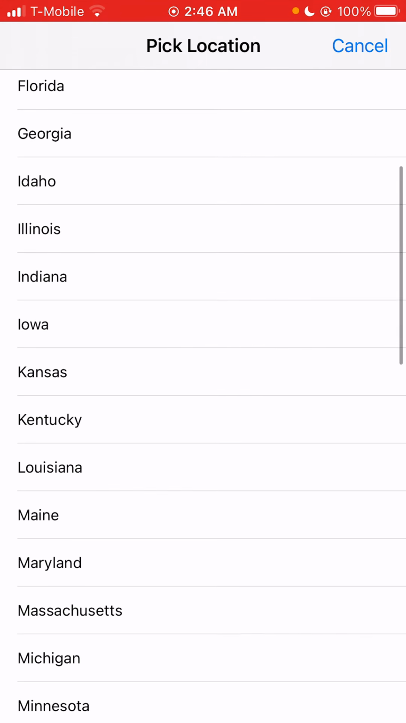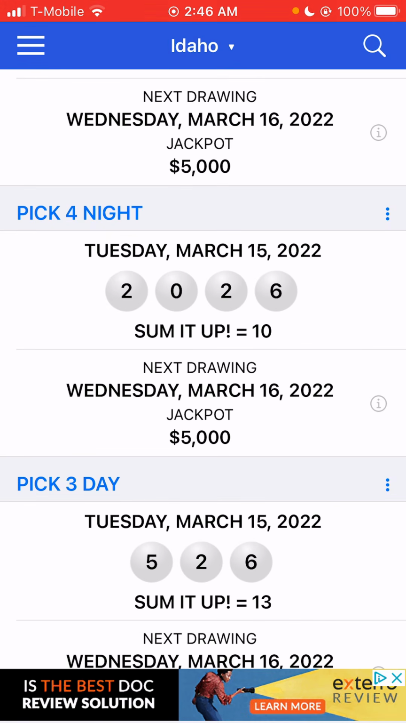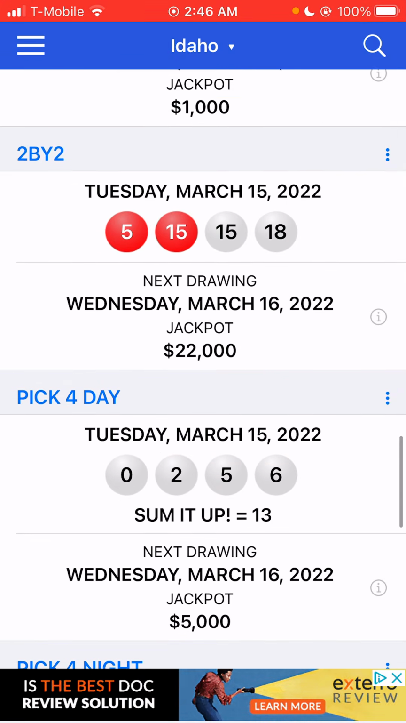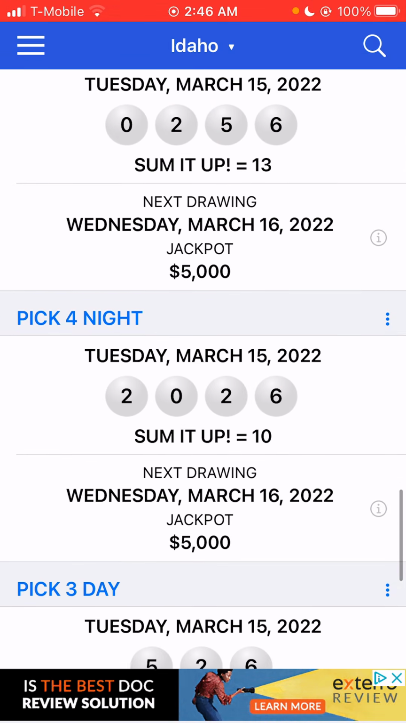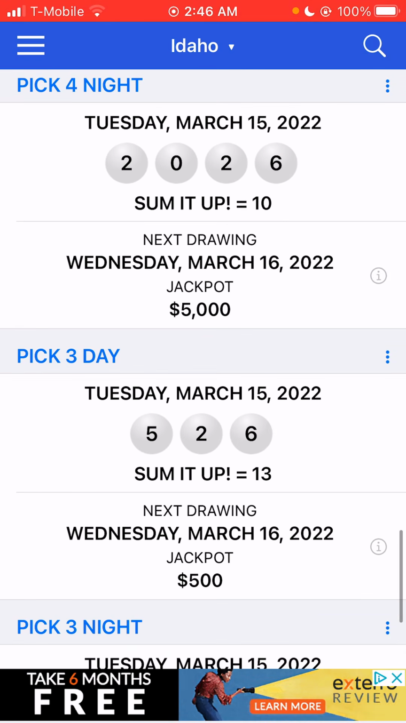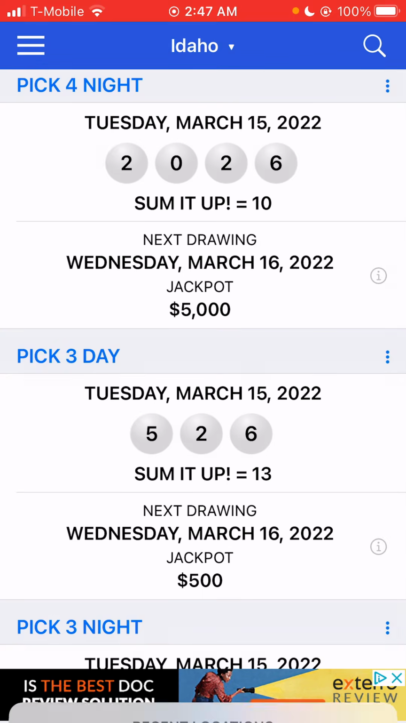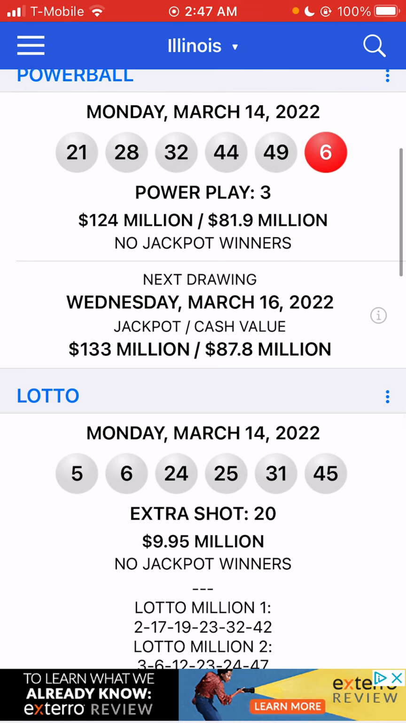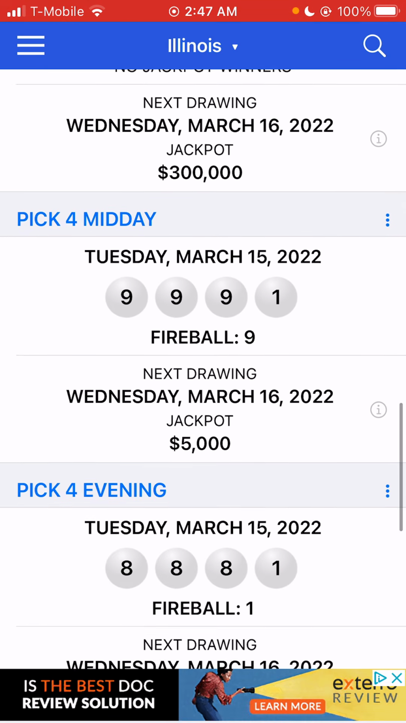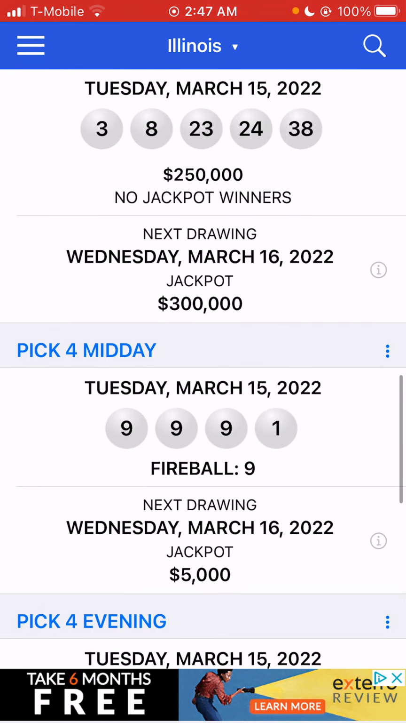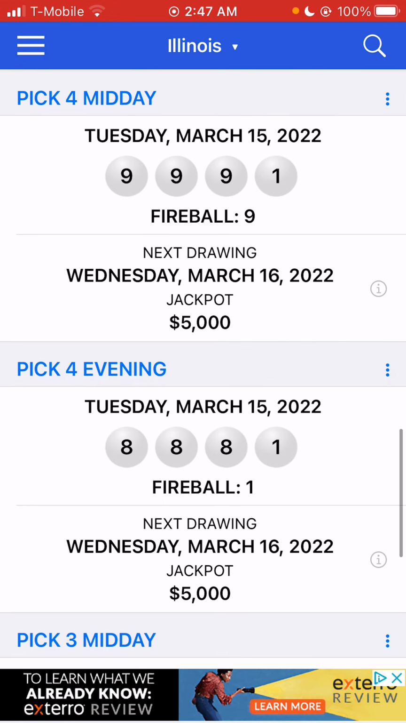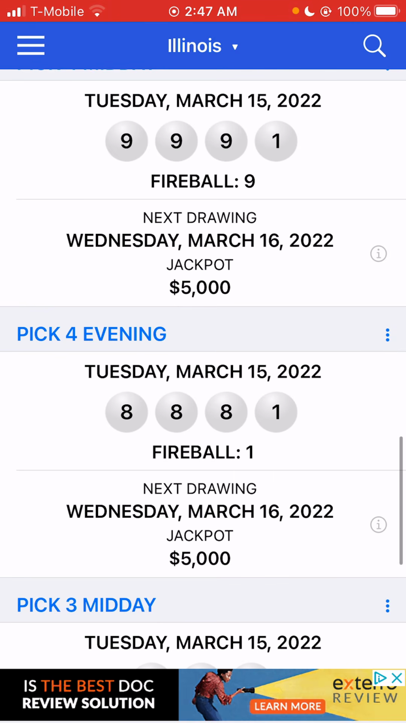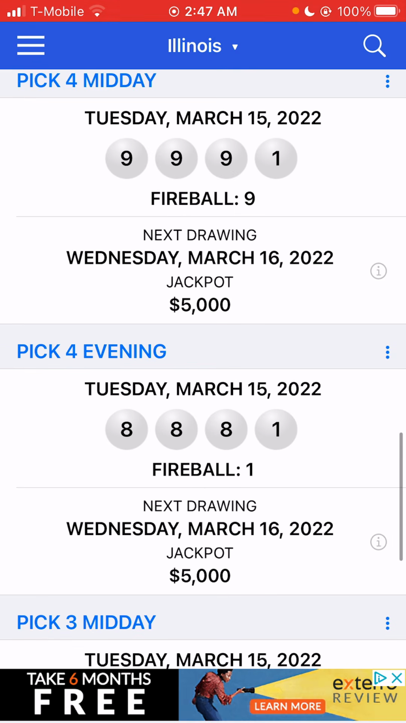Georgia. Idaho. Okay, wouldn't do the day. For the night, I would put the 2, the 0, and the 6 in the grid. That's Idaho. Illinois. I won't play the midday because there's 3 of the same number, and I won't play the evening because there's 3 of the same number.